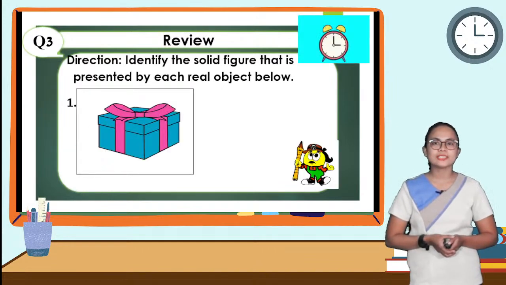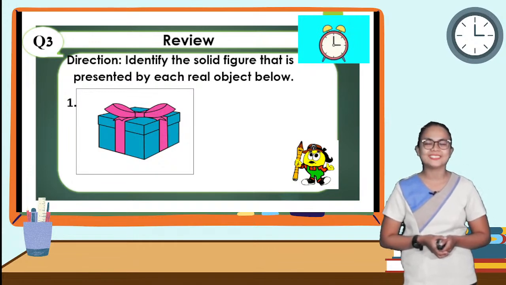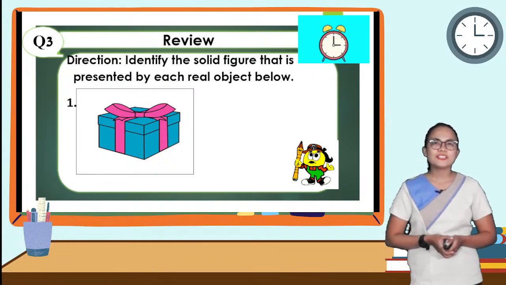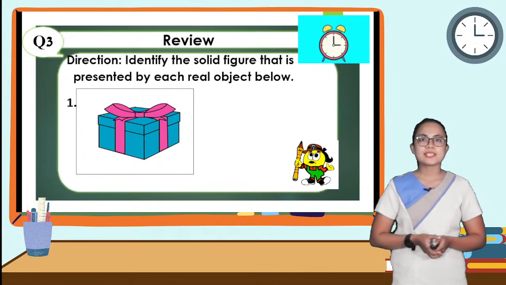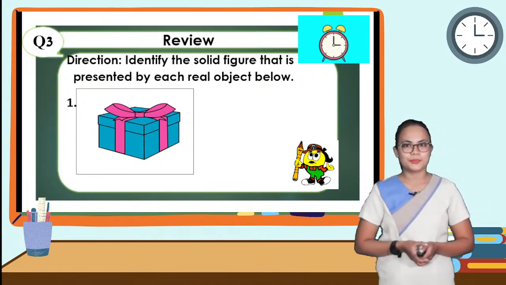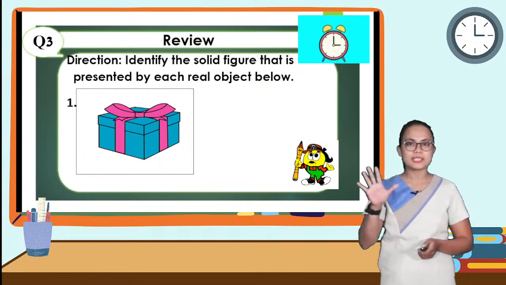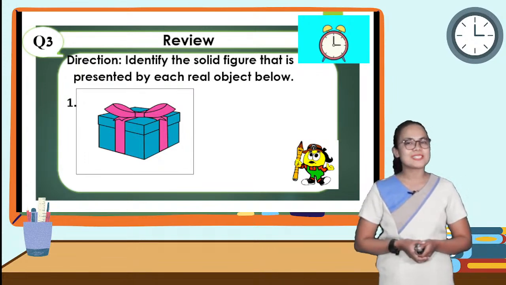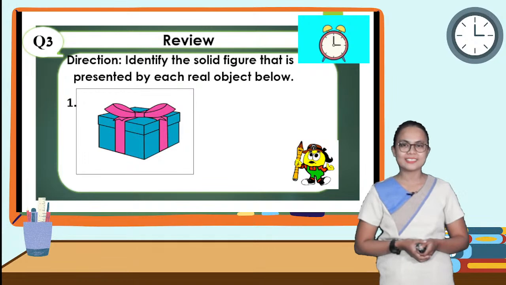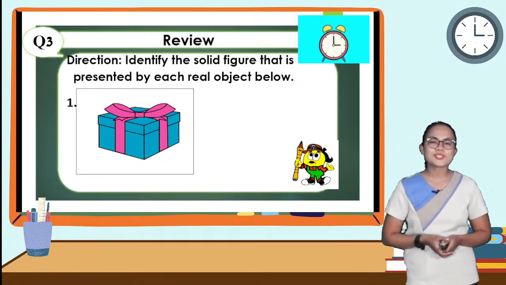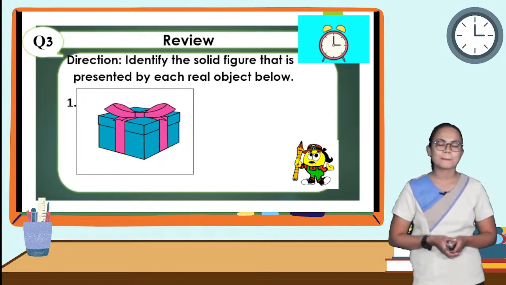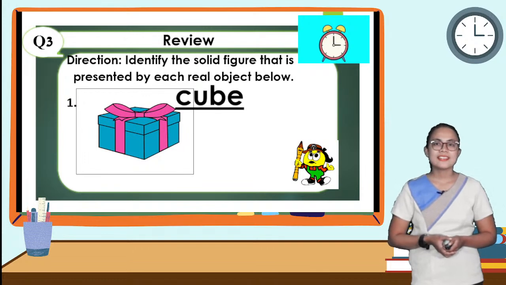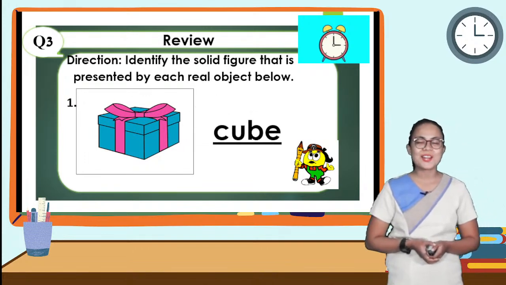So before we go further to our lesson, let's have first our review. Let me read the direction for you. Identify the solid figure that is presented by each real object below. So I have here 5 images, and I'm giving you 5 seconds to do that. Is that clear? Great! Let's start for number 1. What solid figure is this? Nice! The answer is cube.